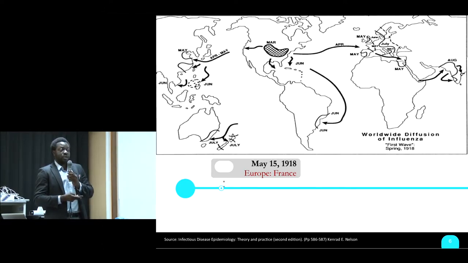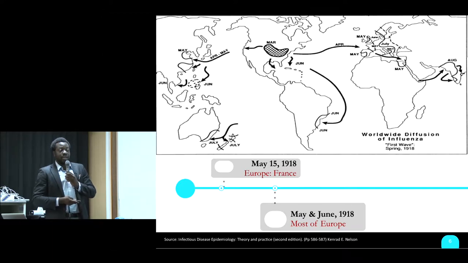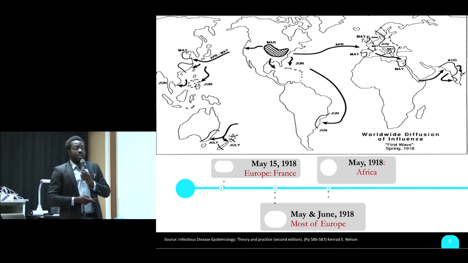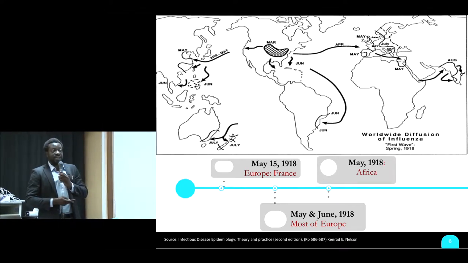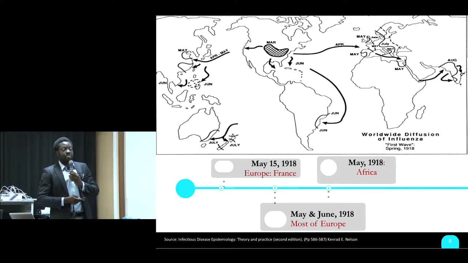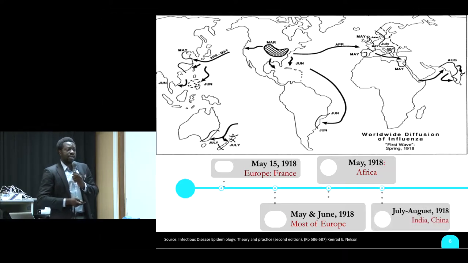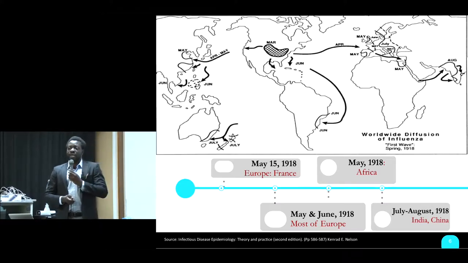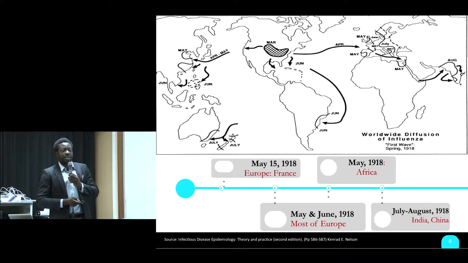On May 15, it started in France. In May and June 1918, most of the European countries had reported cases of pandemic influenza. Also in May 1918, some African countries were already hit by this pandemic. In July and August, Asia was also hit through India and China.